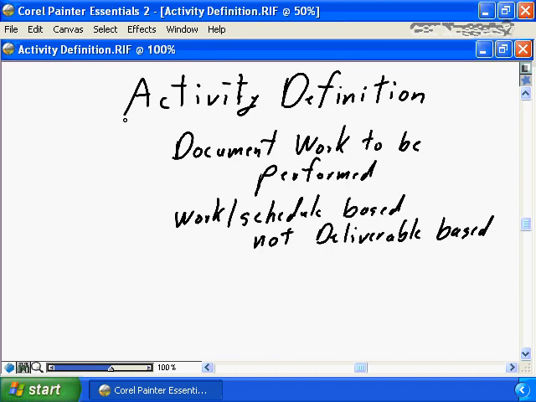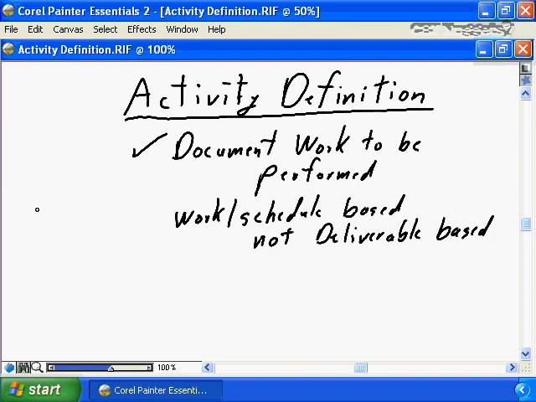The first step in project schedule definition, as defined in the PMBOK guide, is activity definition. Essentially, activity definition is documenting the work to be performed. Activity definition is going to start where creating the WBS in scope definition stopped. Activity definition takes the WBS, which was deliverable based, and turns it into a WBS, or an activity definition, that is work or schedule based.